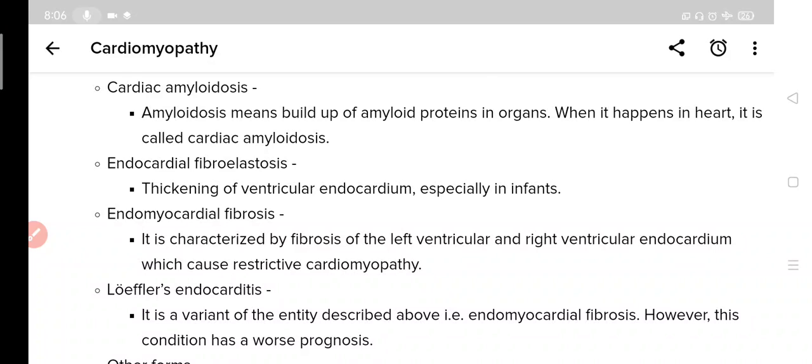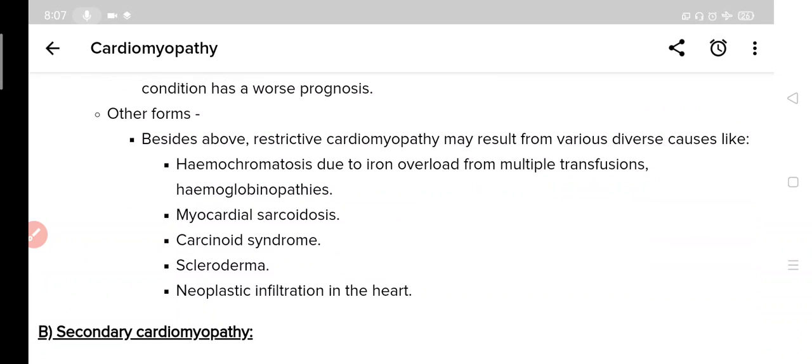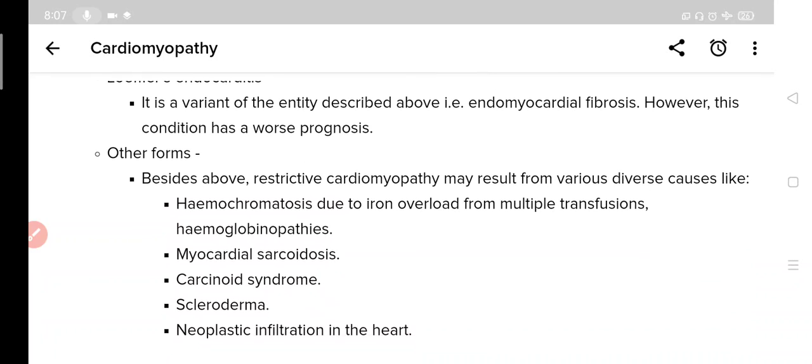Now coming to the next one, that is Loeffler's endocarditis. It is a variant of the entity described above, that is, Loeffler's endocarditis is a variant of endomyocardial fibrosis, and there are some differences, but the point to remember is that Loeffler's endocarditis is a much more severe condition than endomyocardial fibrosis. Okay, now the last one is other forms of restrictive cardiomyopathy.